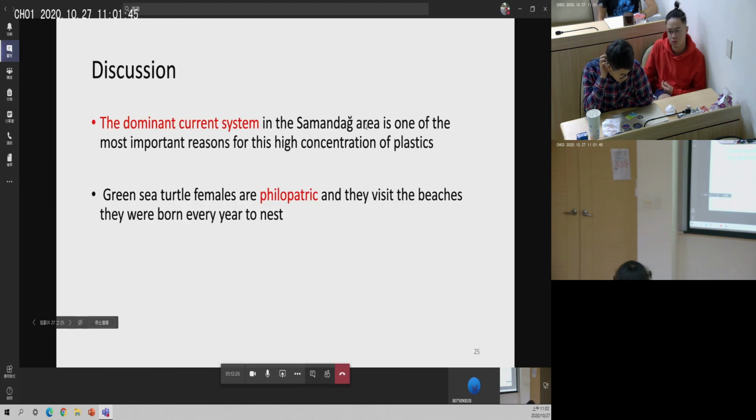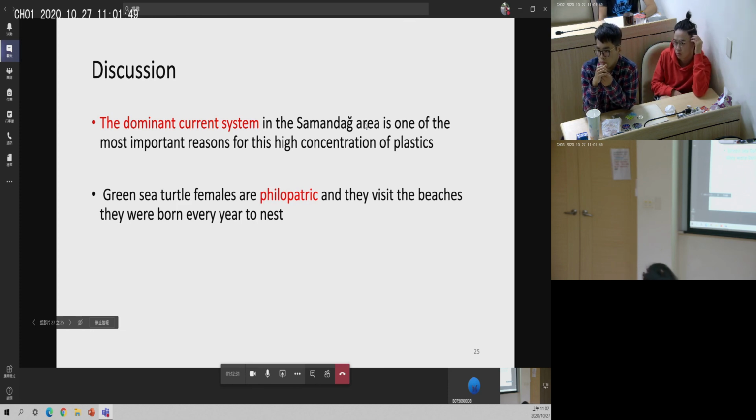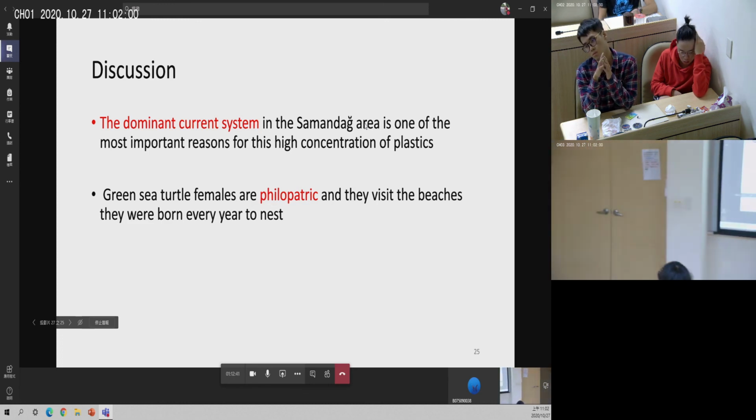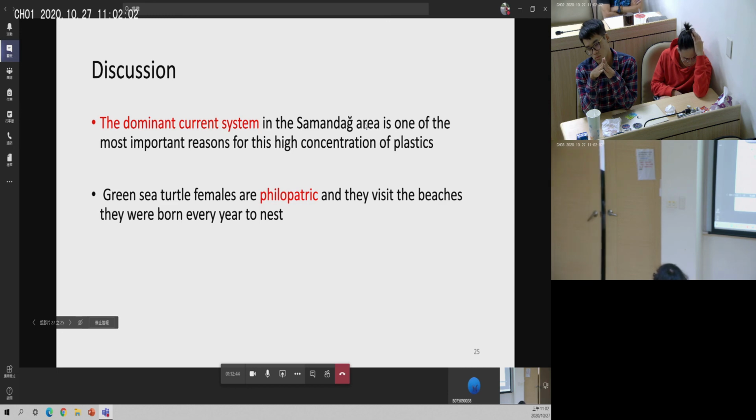All right, and then here you talk about the current system, but did you show the current system in your talk? No? So if you want to discuss it, you should at least use the space here and show a map showing the current system. Otherwise, this statement is a little bit like out of nowhere.